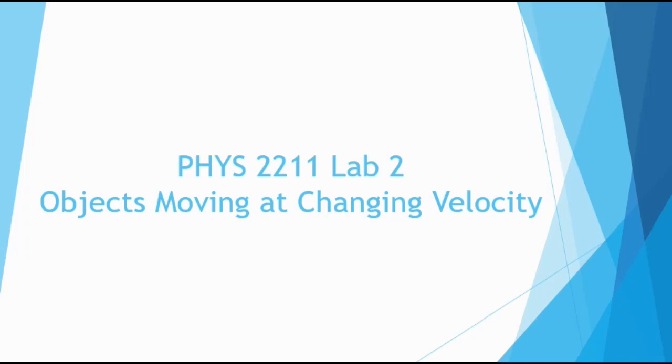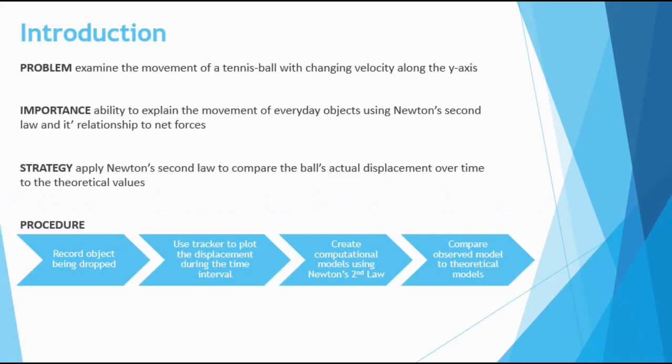Welcome to Lab 2, where I explored the motion of an object falling towards Earth. In this lab, I dropped a tennis ball to examine its motion as it moved towards Earth's surface at changing velocity. The importance of this examination was to be able to explain why situations like this occur, by applying Newton's second law and its relationship to net forces.